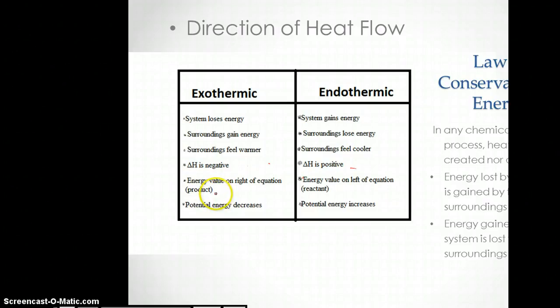If a process is endothermic, that means the system is gaining energy, and that energy is coming from the surroundings. So the surroundings are actually going to feel cooler. When you touch something and it feels cold, you're actually feeling heat from your hand being lost into that thing. So as part of the surroundings, you're losing energy and it feels cold. So the delta H would have a positive value because the system is gaining energy, and we could think about the energy as a reactant in that particular equation.